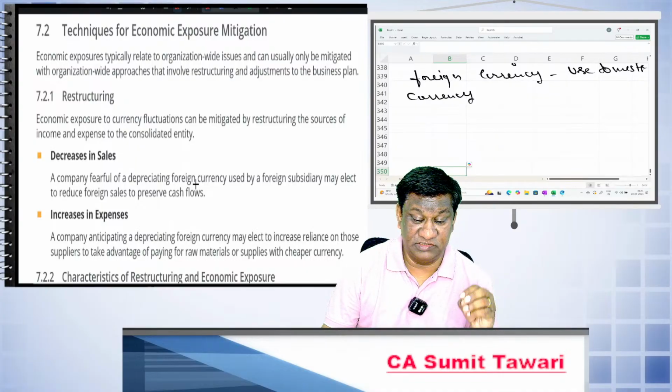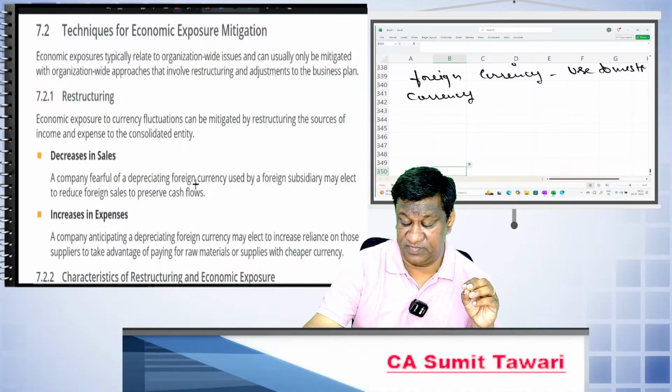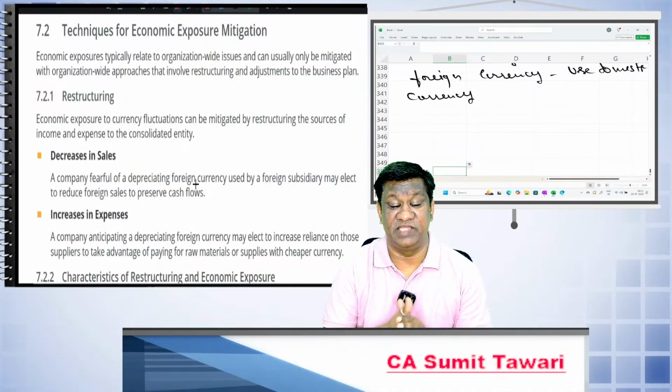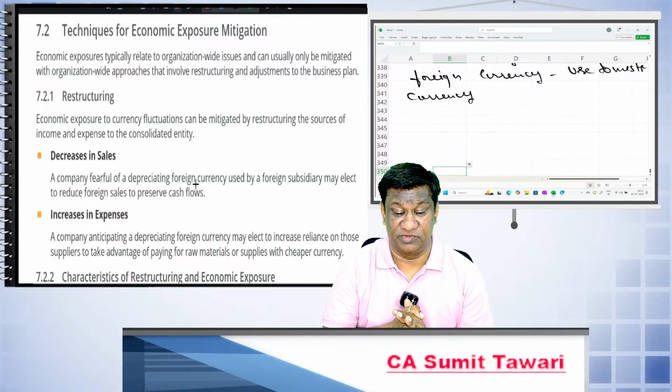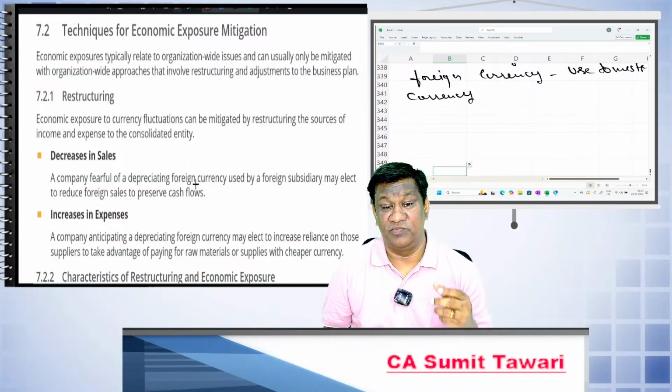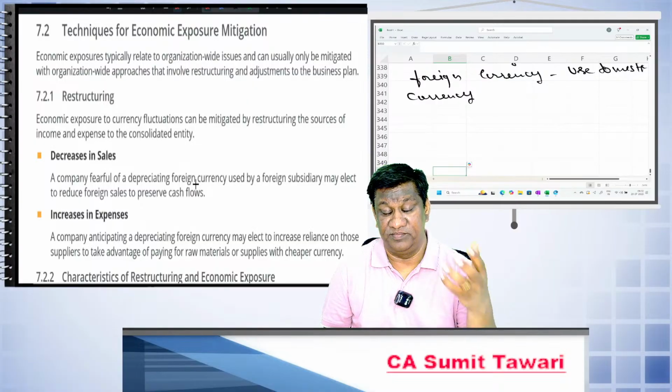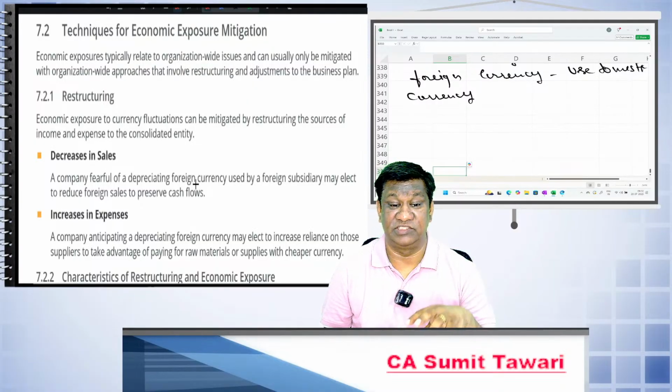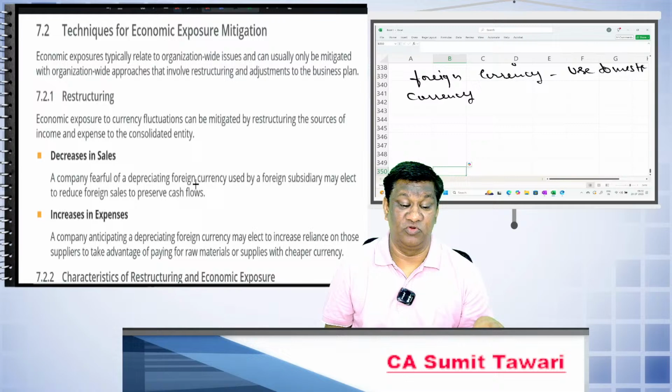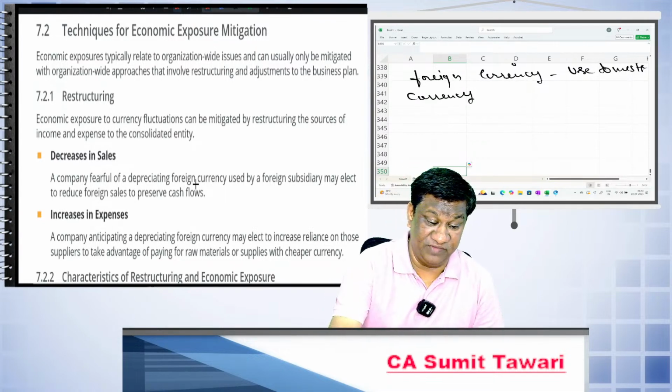Like the foreign subsidiary, they can minimize their foreign sales. Okay, if they find that they are not able to convert whatever foreign currency they receive into an equivalent domestic currency, in that situation they need to reduce it. And the same way, increase in expenses.